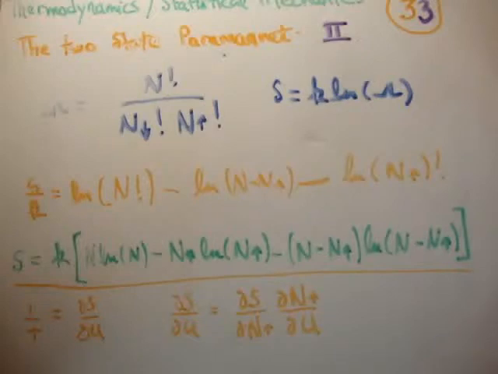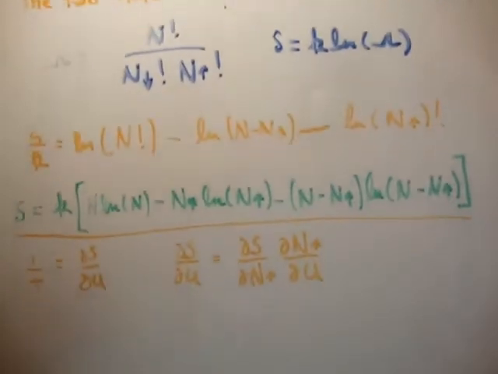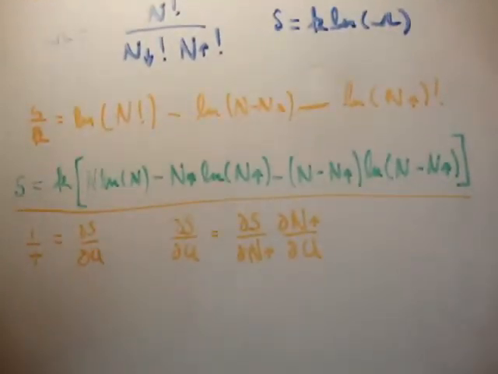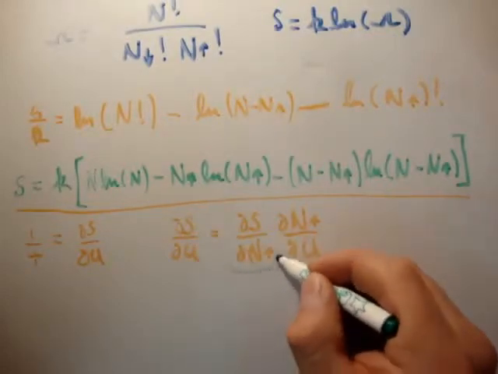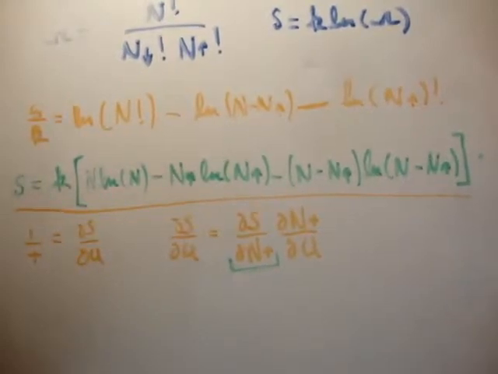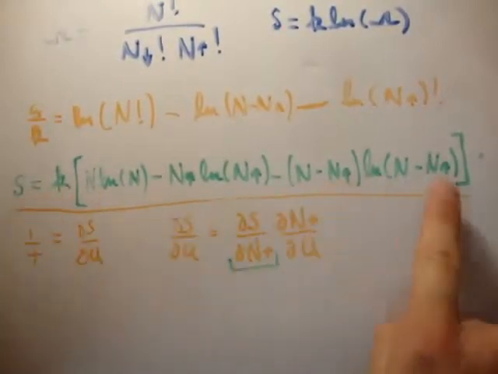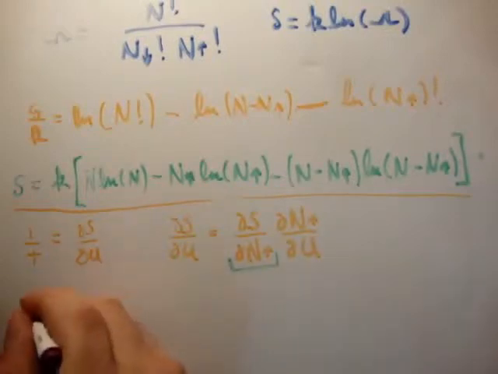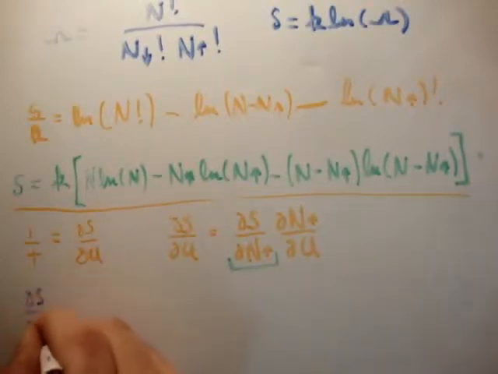So where do we go from here? Well, we just start plugging and chugging. Okay, so let's go ahead and do it. So we have our chain rule. Okay, so what I'm going to do first of all is del S del N up. Now here is our functional form of entropy. So you need to get the derivative with respect to N up on this. That's pretty straightforward.